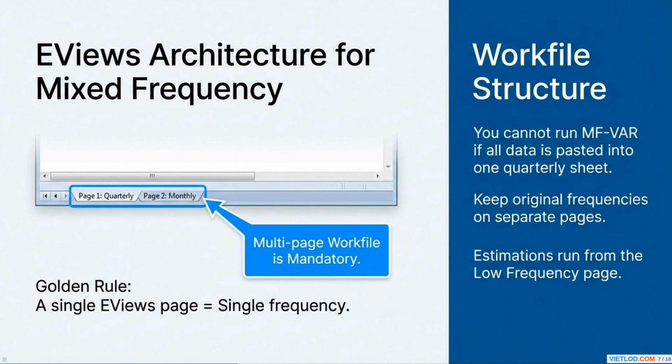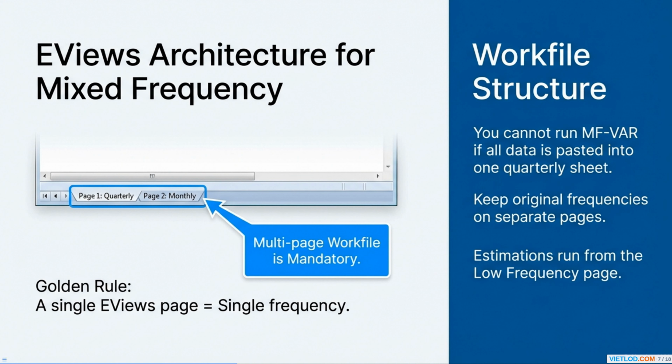For our example, we would have one page for quarterly data and another for monthly data. The golden rule is simple: one page, one frequency. This structure allows EViews to understand the native frequency of each series before it performs the stacking procedure internally. All estimations are then initiated from the low-frequency page. In our case, we would be working on the quarterly page when we tell EViews to estimate the VAR.